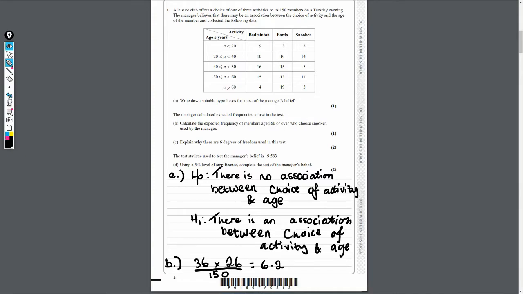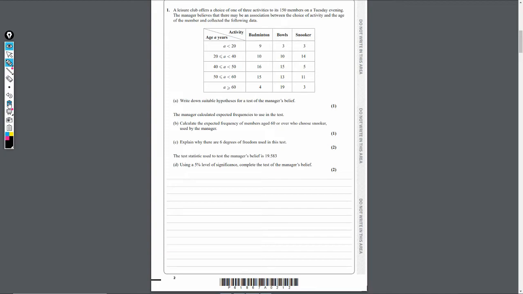Part C, if we just clear all that, asks us to explain why there are 6 degrees of freedom used in this test. So why is there 6 degrees of freedom? Well, at the minute, we've got 3 columns and we've got 5 rows. If you worked out the degrees of freedom using that, take 1 off the 5, so that would be 4, times that by 1 off the 3, so times that by 2, that would give us 8, so that's not quite right.